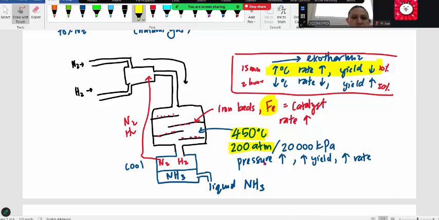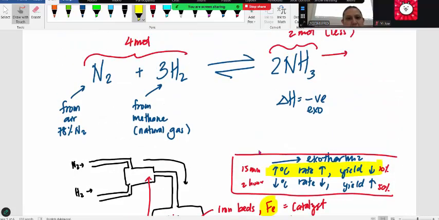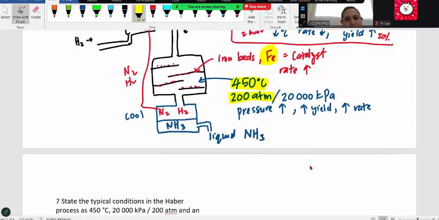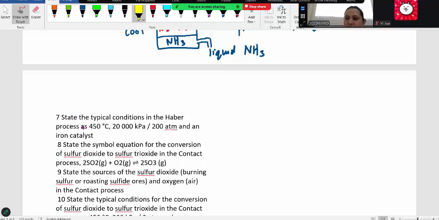All right. So this is Haber process. Can remember? Can remember Haber process? So what do you need to know for this equation? For this part, you need to know how to write the equation. You need to know where you get the nitrogen and hydrogen. And you need to know the conditions. Okay? Can? All right. Okay. So that is Haber.